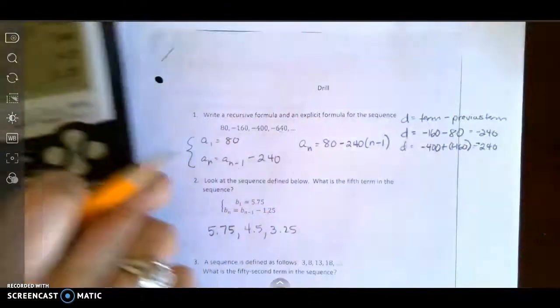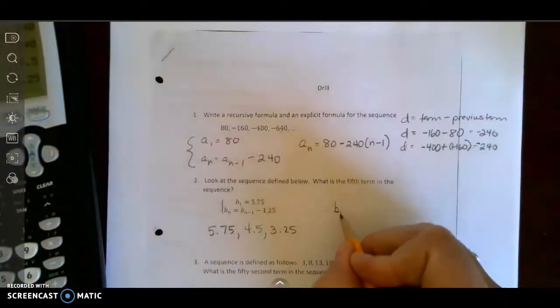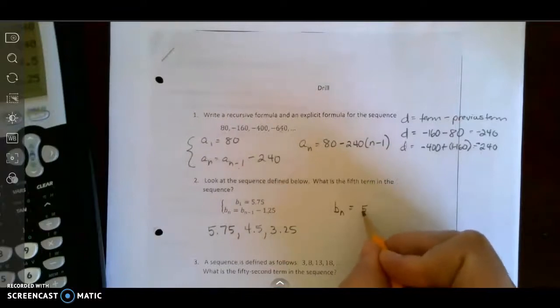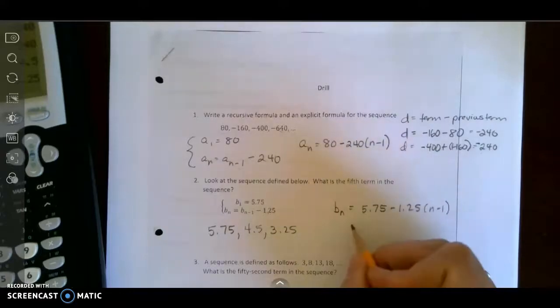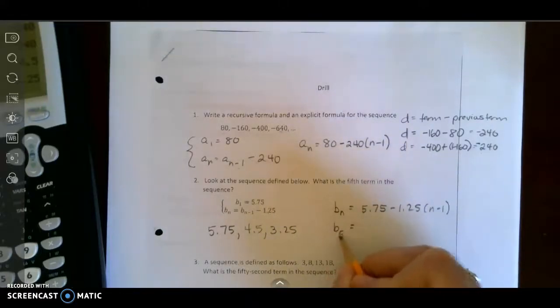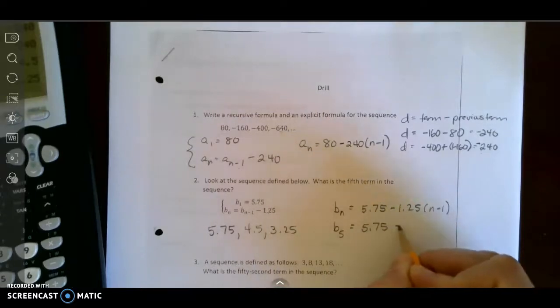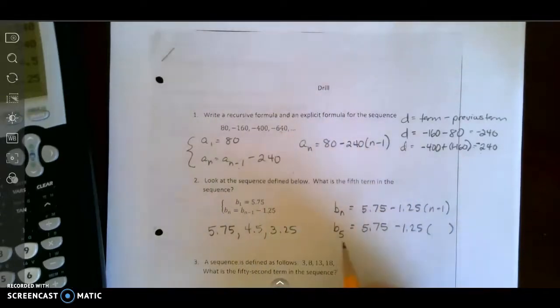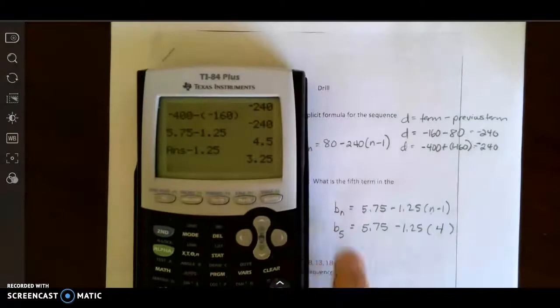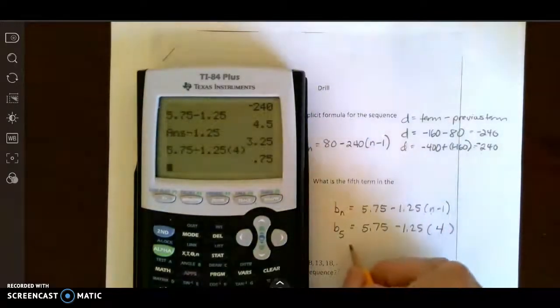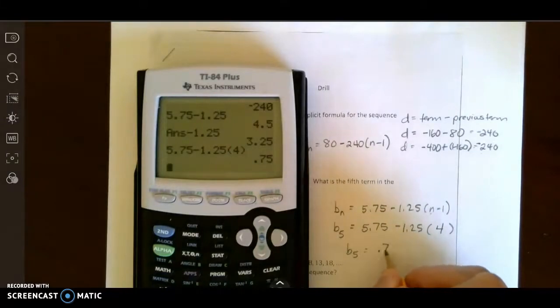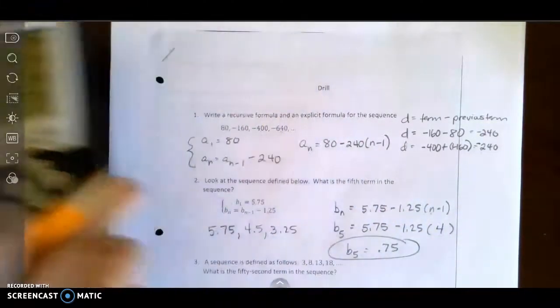I think it would be easier to write the explicit formula and say that it's the first term minus 1.25 times n minus 1. So in order to find the fifth term, it would be 5.75 minus 1.25 times 5 minus 1, which is 4. And then I only have to type one thing into my calculator, 5.75 minus 1.25 times 4, and I get 0.75 would be my fifth term.